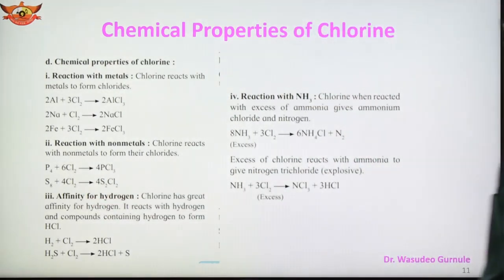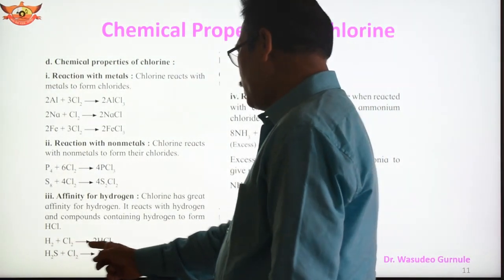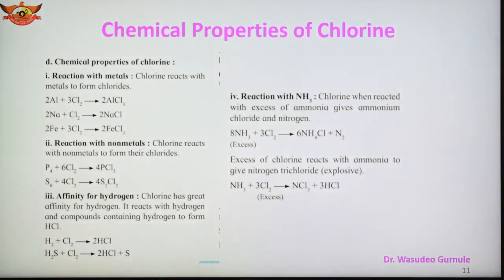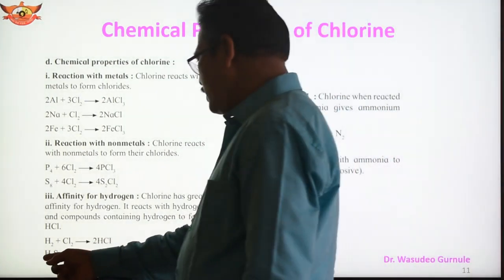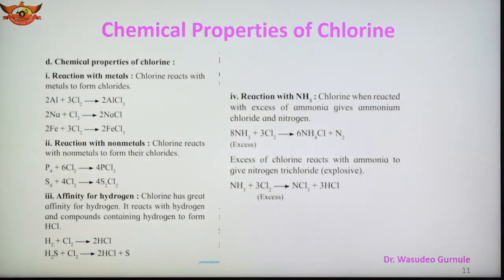Another reaction is that chlorine has an affinity for hydrogen, and it reacts with hydrogen forming HCl. It also reacts with H2S, forming HCl gas, and sulfur is released. In this way it has an affinity for hydrogen, and chlorine reacts with hydrogen forming HCl, that is, the acid hydrogen chloride is formed.